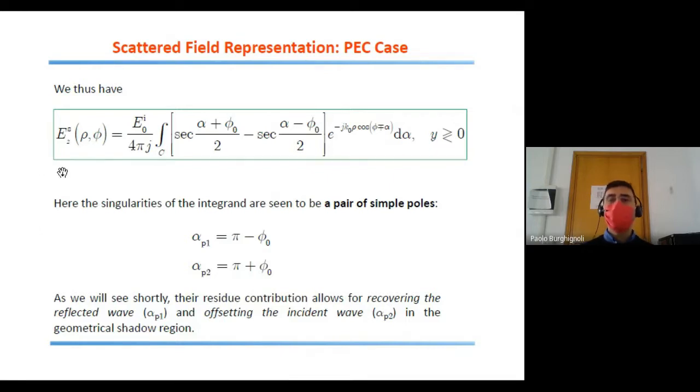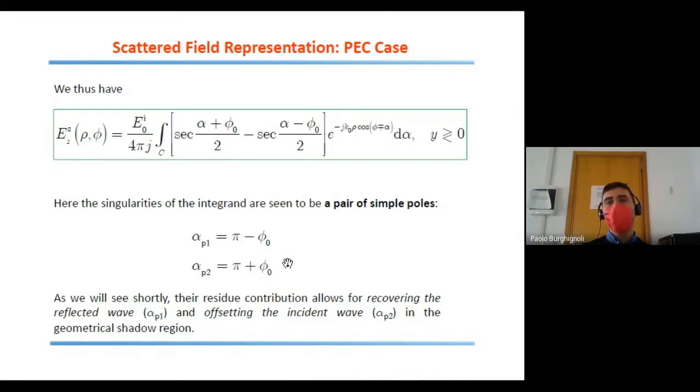Now, we need to know the singularities of the integrand. And since we have secant functions, secant is by itself the inverse of a cosine, so we need to avoid those points where the cosine is equal to 0, and this happens when its argument is pi over 2. So it's easy to see that we have poles at those locations, alpha p1 and alpha p2, which are respectively given by pi minus phi 0 or pi minus.